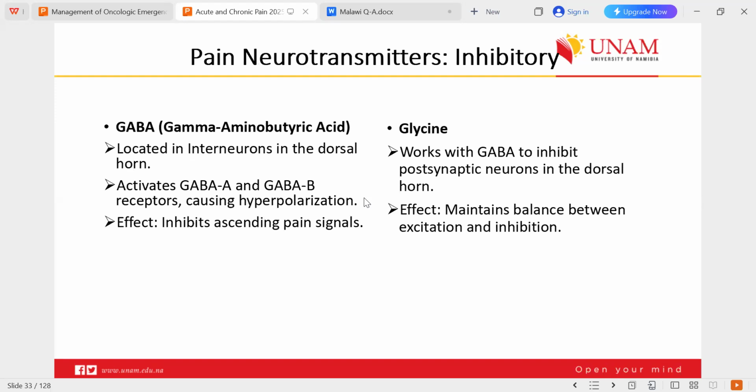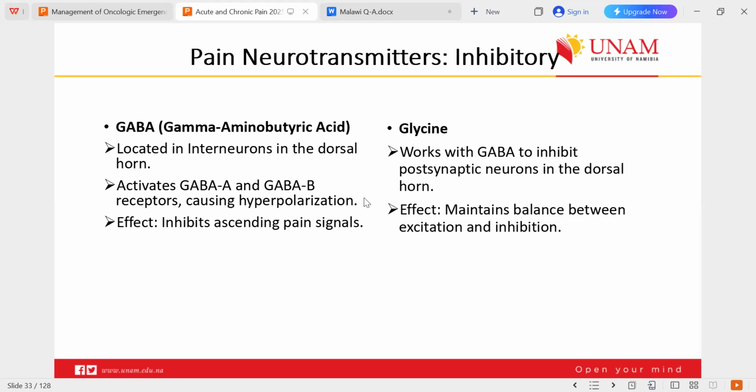Inhibitory neurotransmitters are GABA and glycine, serotonin, and norepinephrine. GABA is located in the interneurons in the dorsal horn, and it activates the GABA A and GABA B receptors, causing hyperpolarization. So it inhibits ascending pain signals; GABA is inhibitory. Glycine works alongside GABA to inhibit postsynaptic neurons in the dorsal horn, and it helps to maintain the balance of excitation and inhibition of pain transmission.